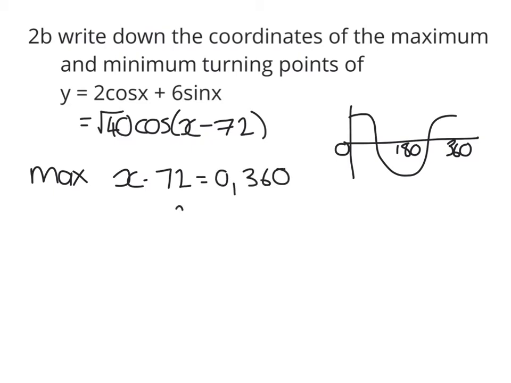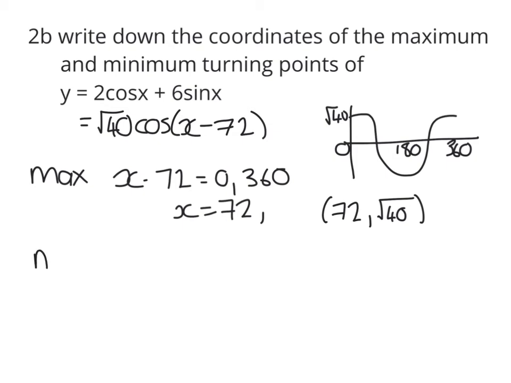So taking the 72 over, that gives you x equals 72. And then it gives you 432, which is too big because remember the graph was between 0 and 360, the wee bit we had up at the side. So I don't need to bother putting in that second answer. So that means my maximum turning point is along 72 and then up as high as your amplitude. Now in this example, ours was going as high as root 40.